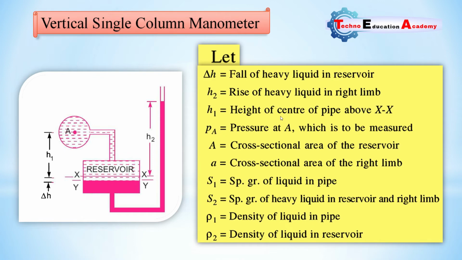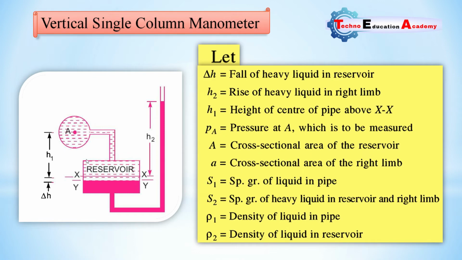H1, what is H1? H1 is the height of the center of pipe above XX. This is the center of pipe from the reference XX. PA is the pressure at A, which is to be measured. Our objective is to measure the pressure at point A, or we can say the device is connected with the pipe and measures the pressure of this pipe. Small a is the cross section area of the right limb. And capital A is the cross section area of the reservoir.